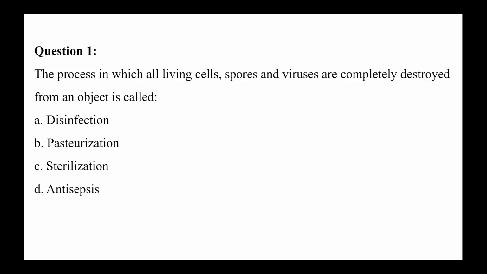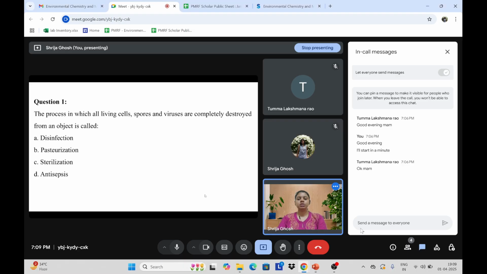Starting with the first question. Question number one. The process in which all living cells, spores, and viruses are completely destroyed from an object is called: option A, disinfection; option B, pasteurization; option C, sterilization; and option D, antisepsis.